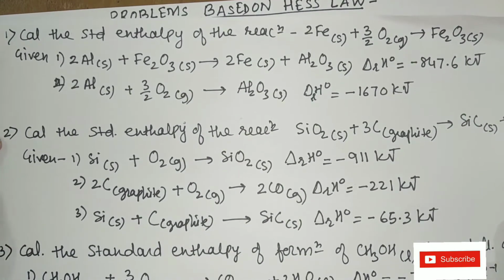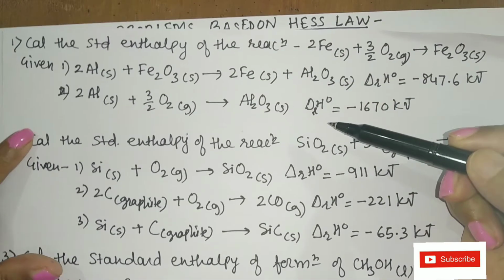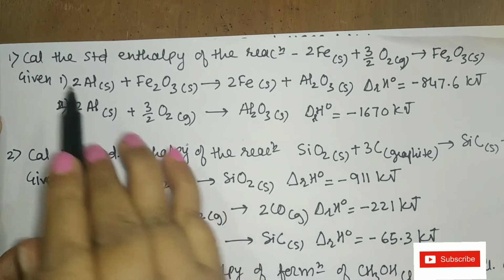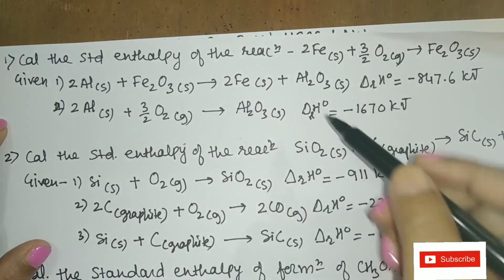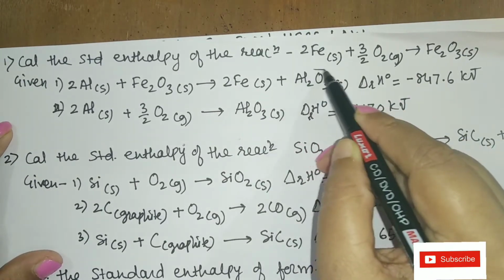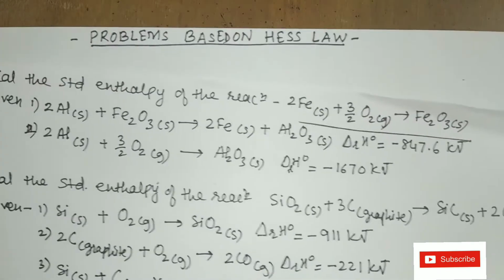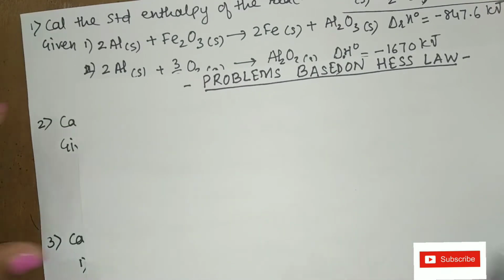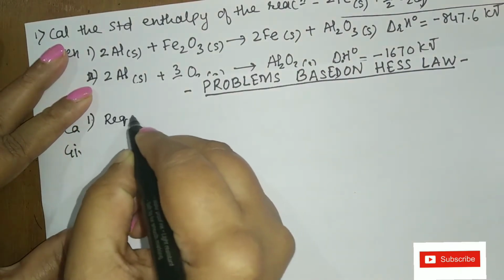A very important rule about Hess law is that whatever is the given data in the question, you have to use that data completely. So see the first question what we have. Calculate the standard enthalpy of the reaction. So students, this is your required equation. So let us write this down in the problem. Your first step is you have to write down the given equation as the required equation.